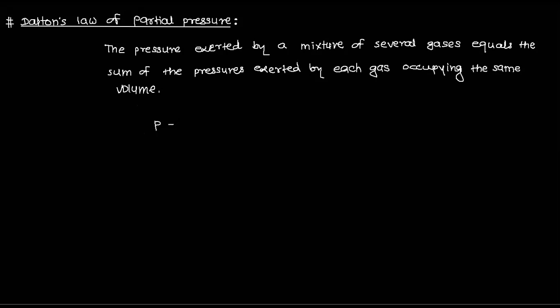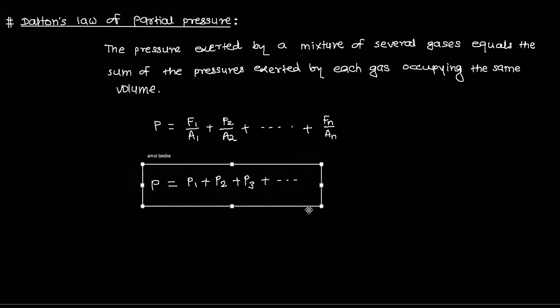So that is P is equal to F1 by A1 plus F2 by A2 plus so on up to Fn by An. So that is P is equal to P1 plus P2 plus P3 and so on. This is Dalton's law of partial pressure. So this is very simple. Note and listen: the pressure exerted by a mixture of several gases equals the sum of the pressures exerted by each gas occupying the same volume.